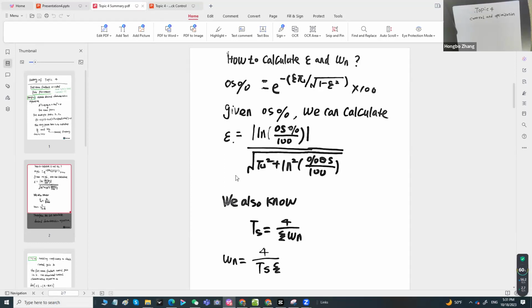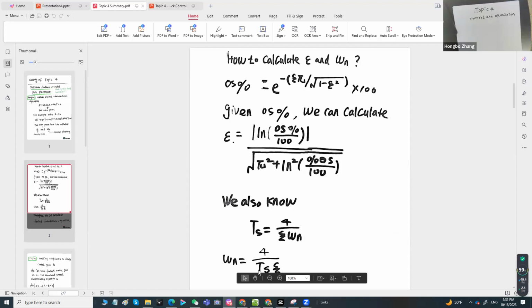So based on the overshoot and the settling time, you can calculate eta and omega n, which is very feasible. Why? Because this overshoot is a function of eta, right? So eta is given by this formula here, okay? And once you know eta based on overshoot, you calculate omega n based on the settling time. So that's actually the purpose.